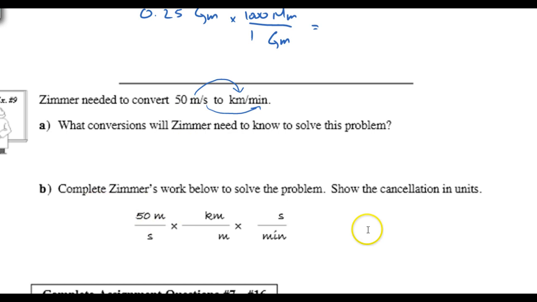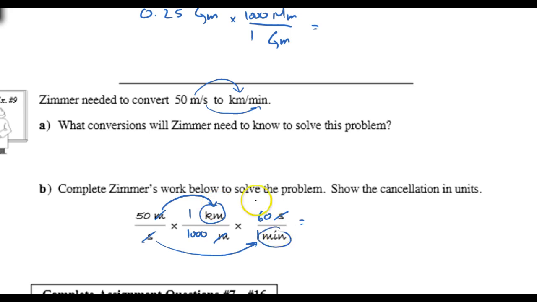So they kind of set it up for us down here. We have 50 meters per second, and let's first go from meters to kilometers. Well, we know that 1 kilometer is 1,000 meters, and look what happens to meters, they cancel out. And then finally, I need to go from seconds to minutes, and I know that 1 minute has 60 seconds. Okay, and finally, look what happens to the seconds. Seconds is on top here, but on the bottom here, and I'm left with kilometers and minutes, and that is exactly what I wanted to end up with. So I'm going to end up with kilometers per minute.